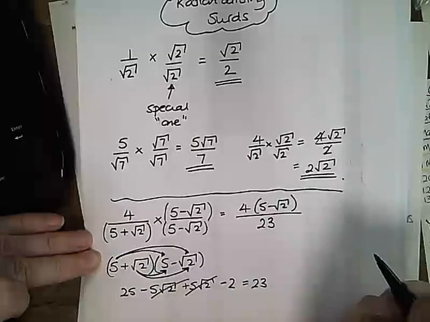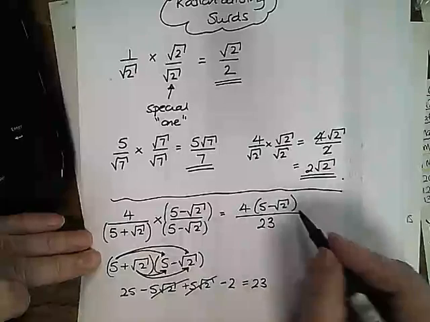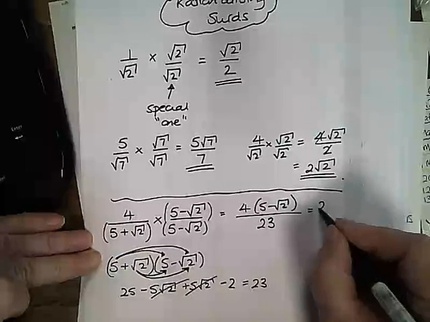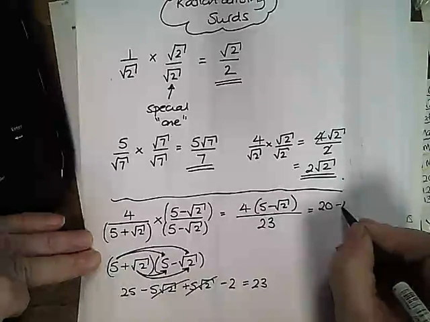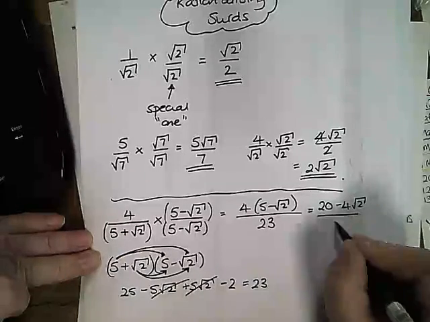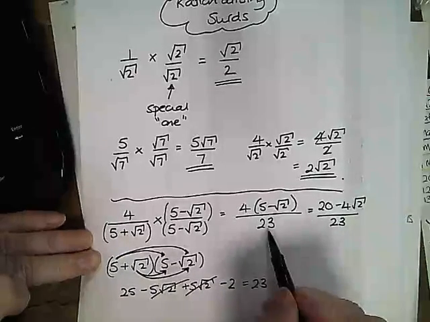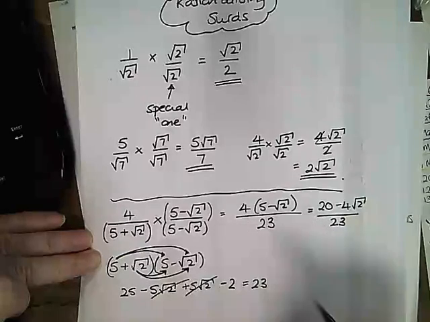You could further simplify it by expanding this bracket, so 4 times 5 is 20, and take away 4 root 2, all divided by 23. At this point, if you had a common factor here, you could also do some cancelling, but we don't.